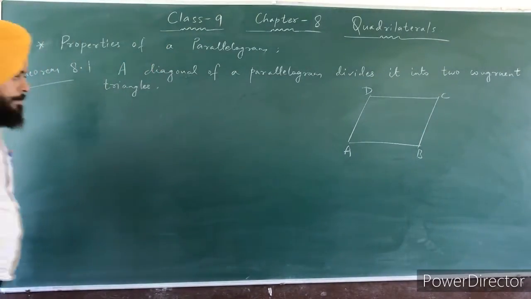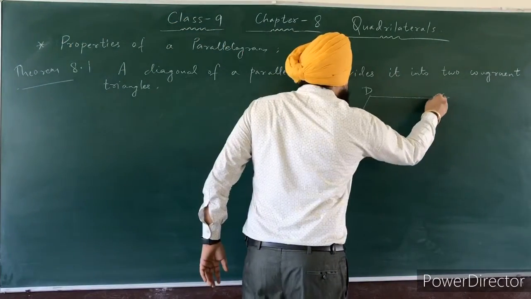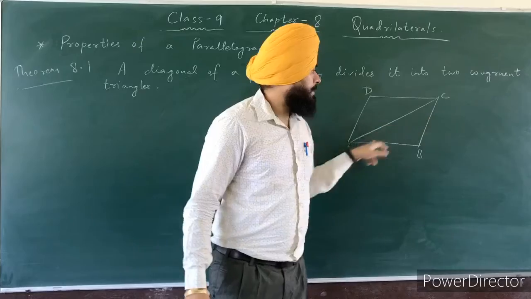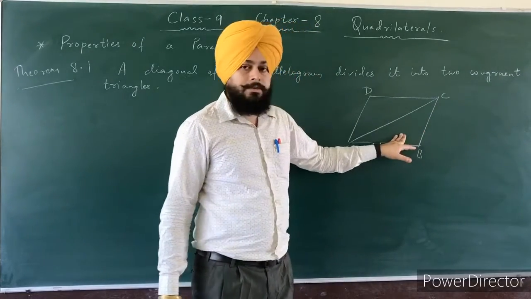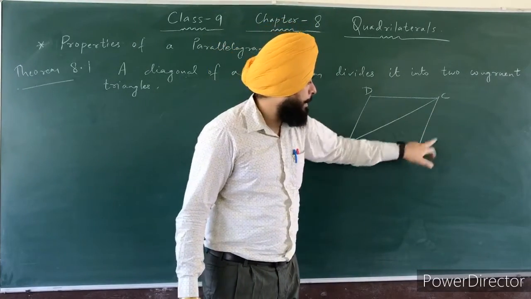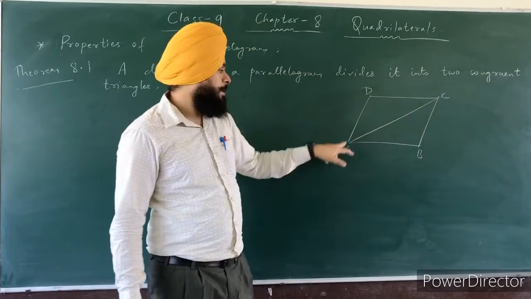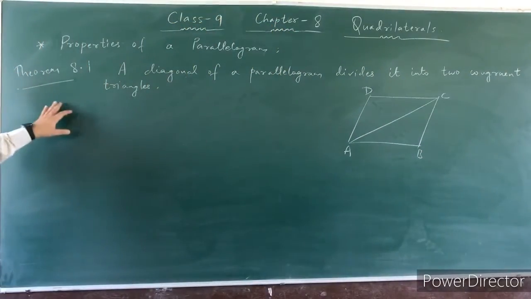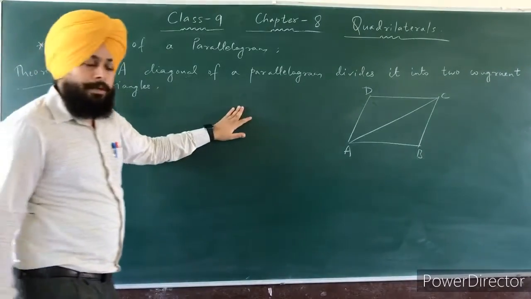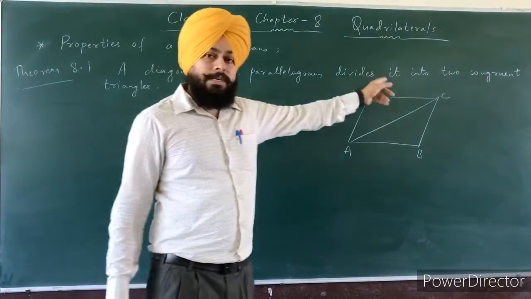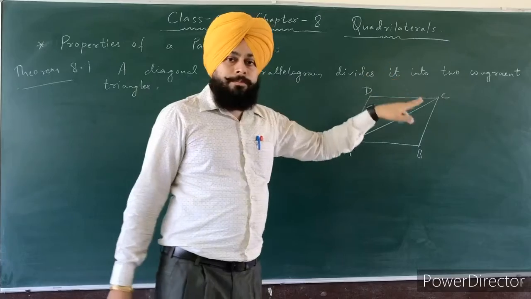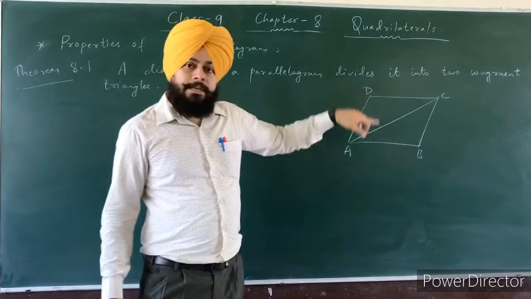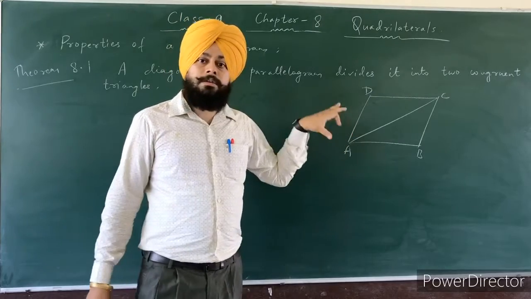So we can join this diagonal AC. Alright, so you can see here this diagonal AC divides the whole parallelogram into two triangles. The name of the first triangle is triangle ABC and the name of the second triangle is triangle ADC. First you can write: ABCD is a parallelogram in which AB parallel to DC and AD parallel to BC. After that, you can write: join AC. AC is a what? It is a diagonal.